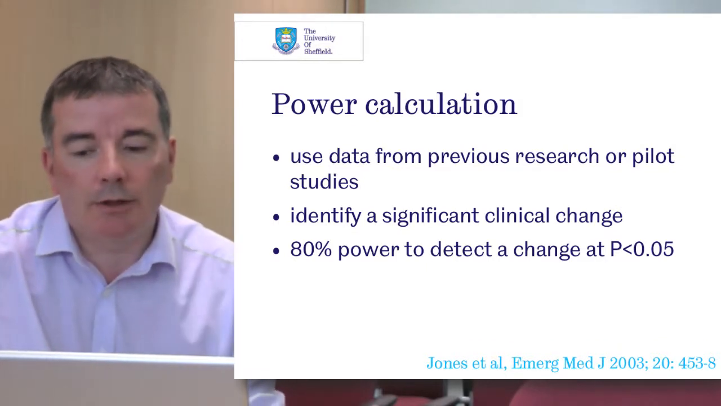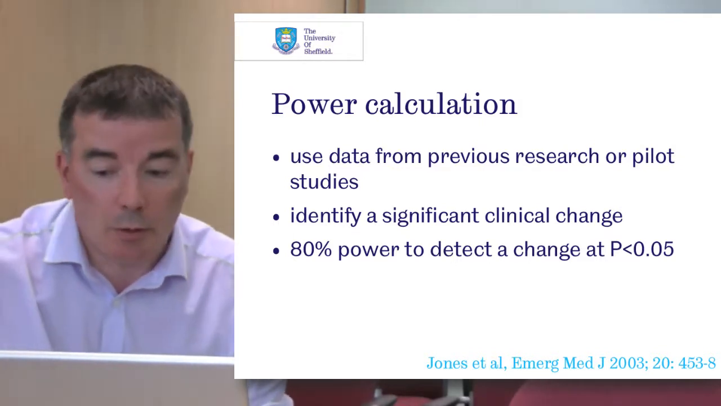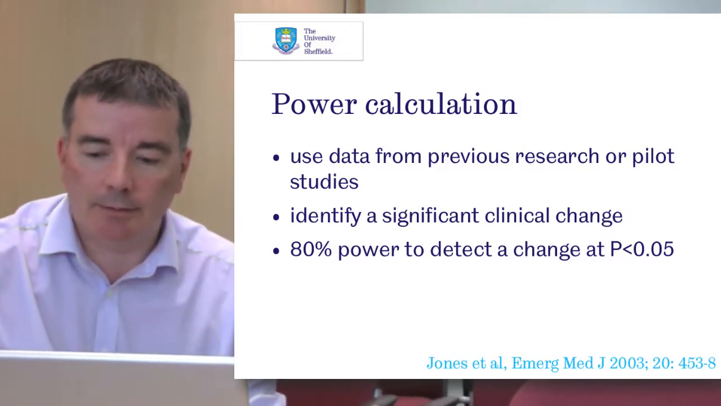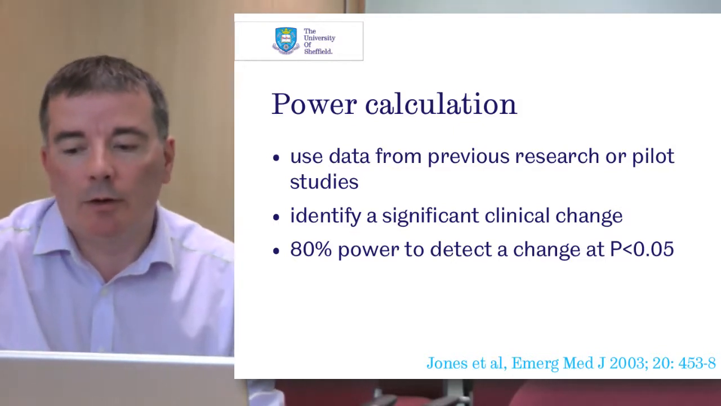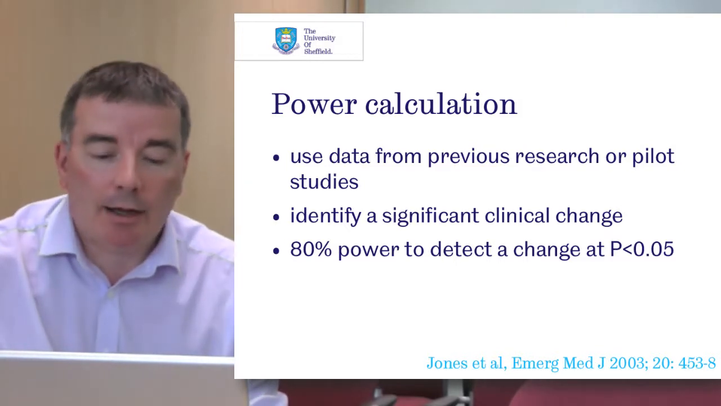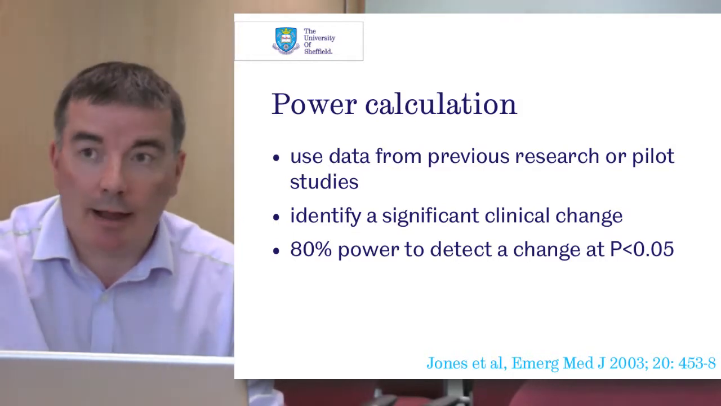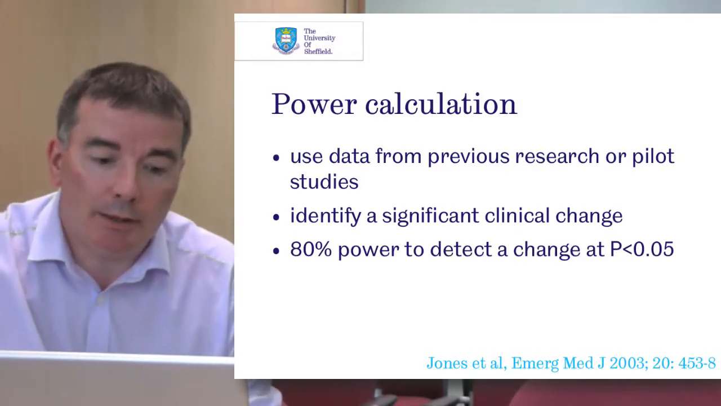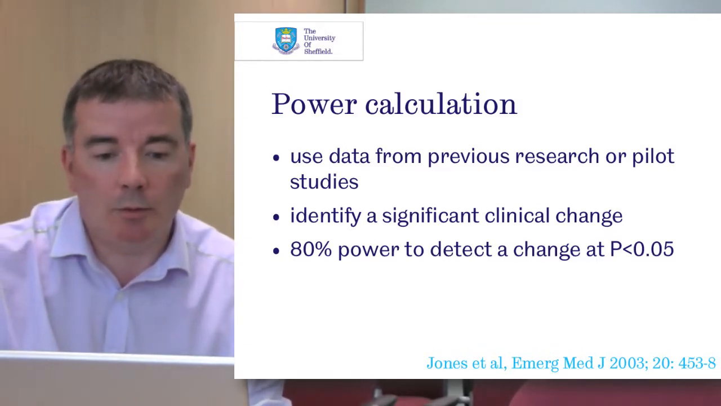You then have to decide your level of statistical significance, whether that's 0.05 or 0.01, and also the power that your study is going to have to actually detect that difference, i.e. the chance that if there is a difference it will be detected. And hopefully talking through how you do the calculation will make this easier to understand.